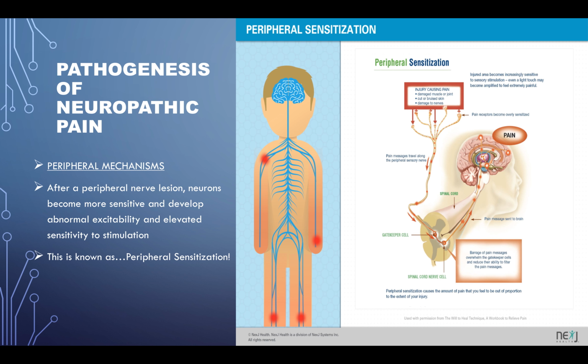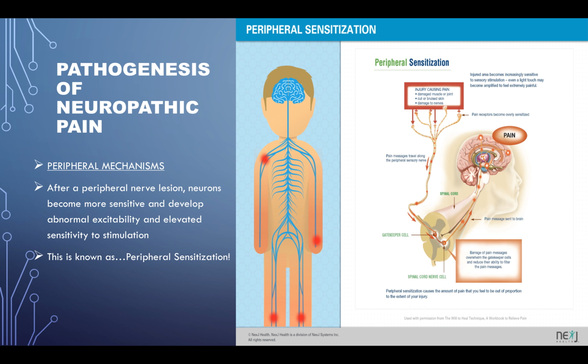So pathogenesis of neuropathic pain. Peripheral mechanisms: after peripheral nerve lesion, neurons become more sensitive and develop abnormal excitability and elevated sensitivity to stimulation. This is known as peripheral sensitization. I know we had this in the lecture before, but I love this little image here. The injured area becomes increasingly sensitive to sensory stimulation. Even light touch may become amplified to feel extremely painful. And remember, that's peripheral sensitization.